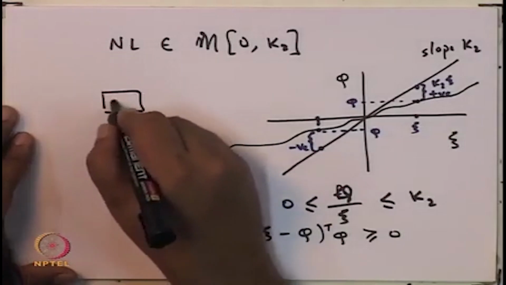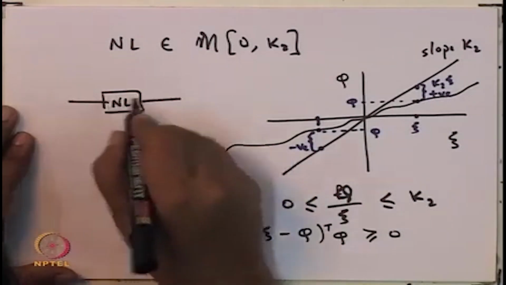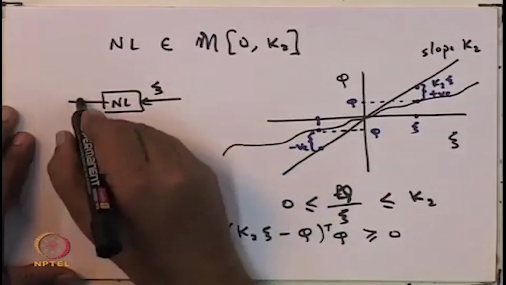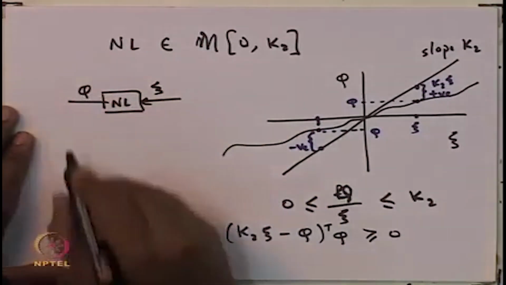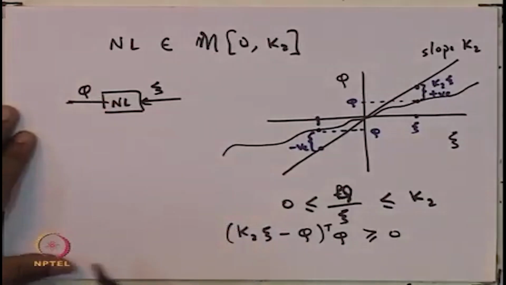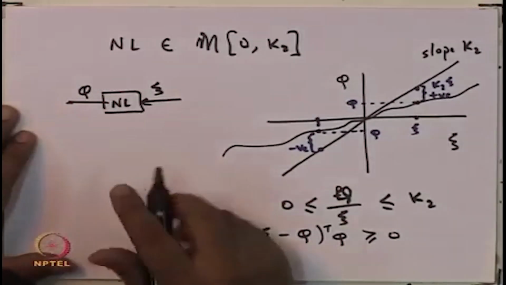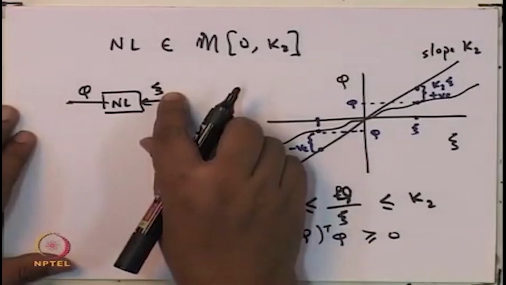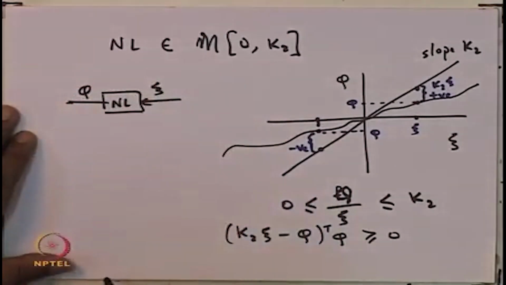I do something very similar to what I did the last time. So, here is the nonlinearity, here let me assume is the input, and here is the output phi. Now, the last time what we did was we kept the input the same and we modified the output. This time round, I am going to keep the output the same, but I am going to modify the input. So, the new input psi tilde is going to be equal to K2 psi minus phi. How do I do this?